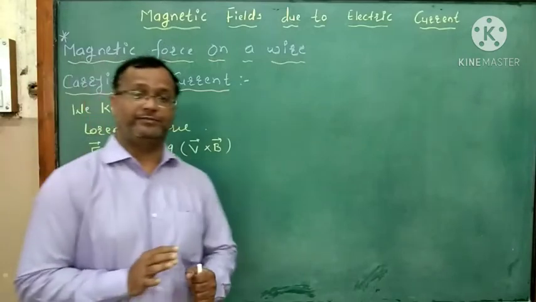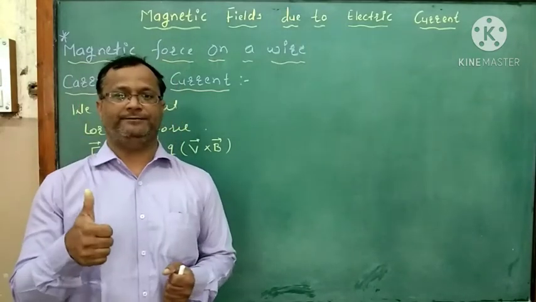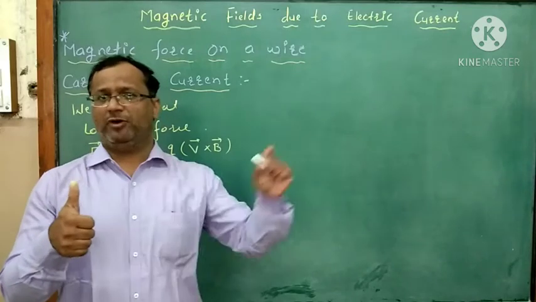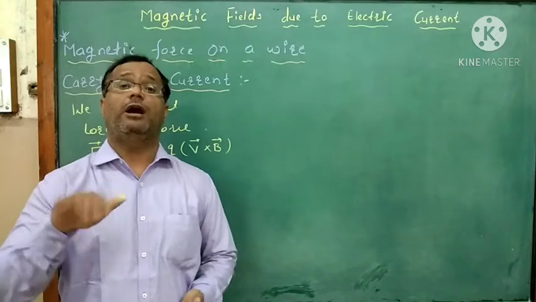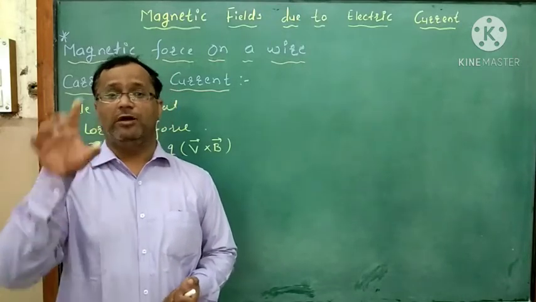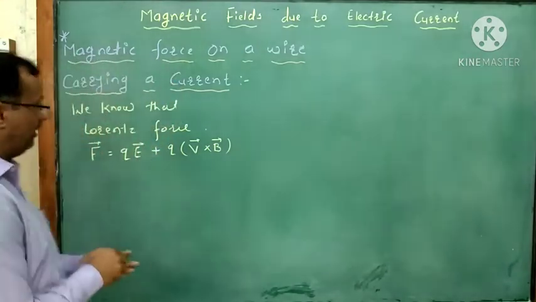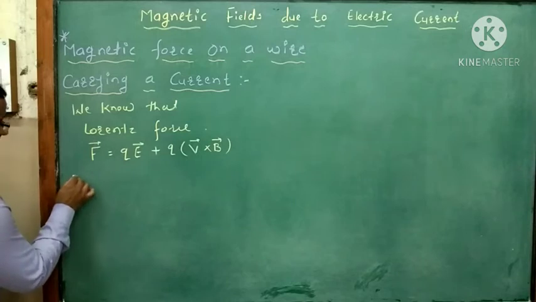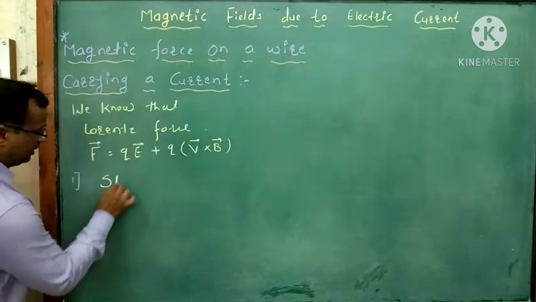But for that, here we want to see two different cases. The first one is the straight conductor, and the second one is the arbitrary conductor. So we want to find out the force acting on a straight conductor. So we want to see the first case, that is the straight conductor.